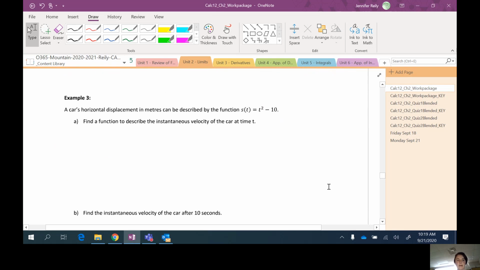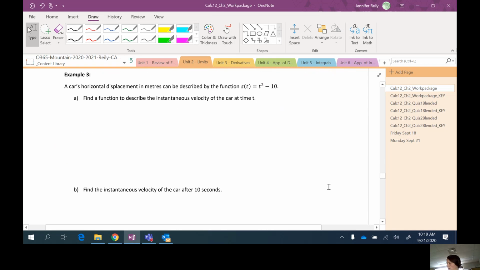Okay, one final example is for another velocity example. So last day we saw an example where we dropped a ball off the CN Tower, and this one is talking about a car. So it's giving us this position function here. And so we want to know what the instantaneous velocity of the car at time t is.